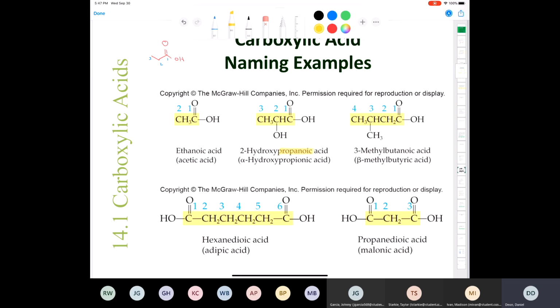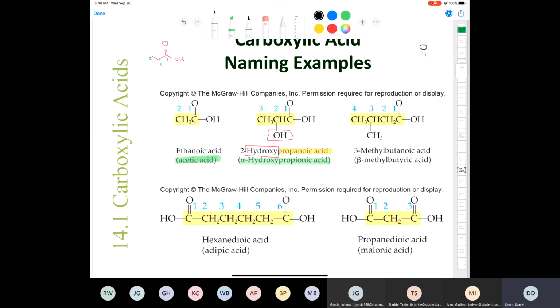We have propanoic acid with a hydroxyl group on carbon 2. When we have a hydroxyl as a substituent, we call it a hydroxy. So this is 2-hydroxypropanoic acid. Now you see this name below it, alpha hydroxypropionic acid. We're going to get into that in a second, but that is the common name. So acetic acid is a common name, and alpha hydroxypropionic acid is a common name. Let's look at the next example.